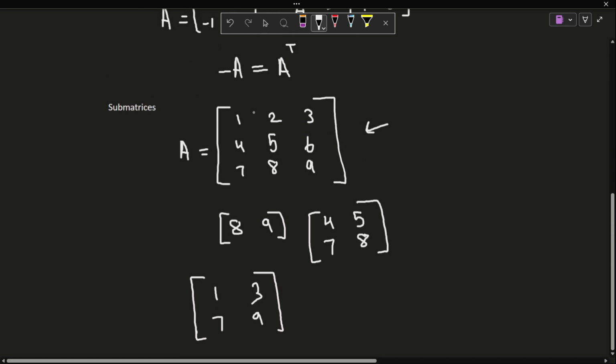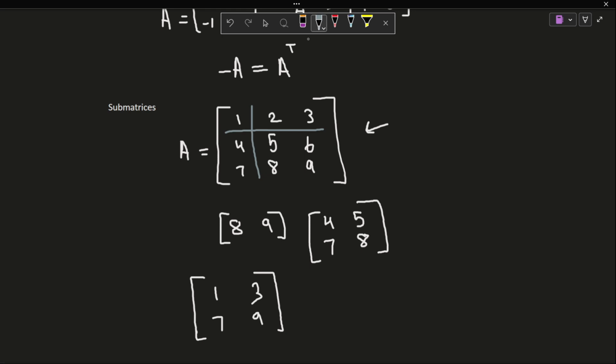Something else we can do is called partitioning matrices. To partition a matrix, you just draw horizontal lines and vertical lines wherever you want. This has no impact on the actual matrix itself. It just makes it easier to visualize what parts of the matrix we're looking at and what the areas of focus are. So this is split into 4 different sections here: this section, this section, this section, and this section.